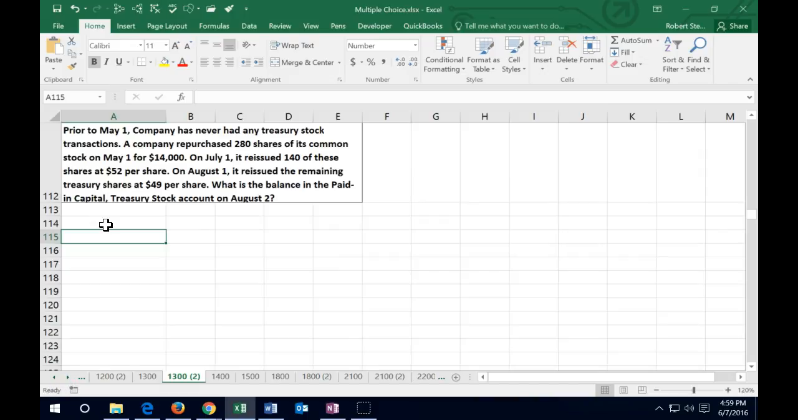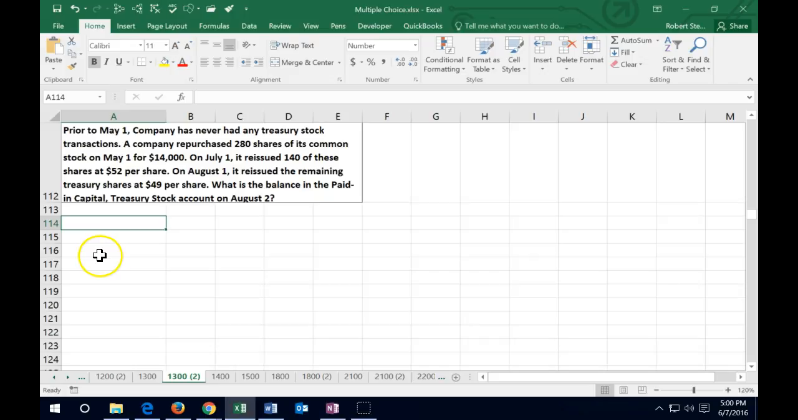Next one says that prior to May 1st, company has never had any treasury stock transaction. A company purchased 280 shares of its common stock on May 1st. So we purchased our own stock, that's treasury stock, for $14,000. On July 1st, it reissued 140 of these shares for $52 per share. On August 1st, it reissued the remaining treasury stock at $49 per share. What is the balance in the paid in capital treasury stock account at August 2nd?